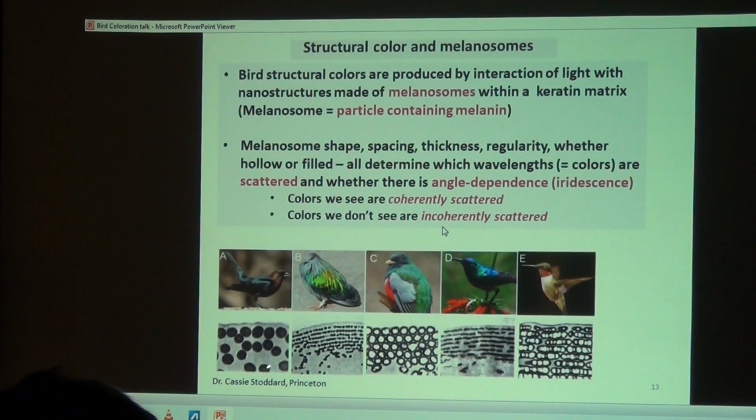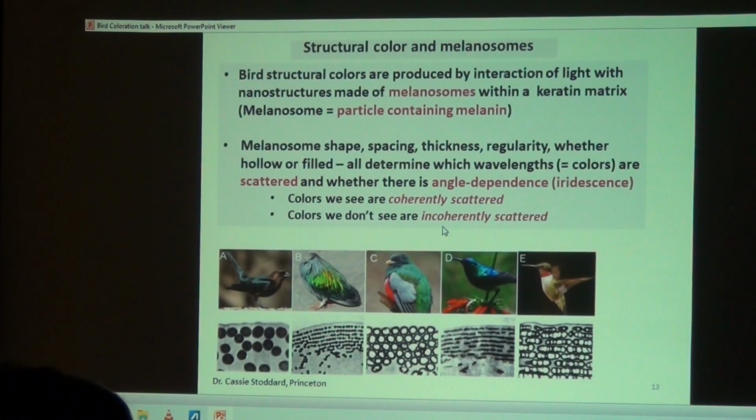And this is a paper from Dr. Stoddard, who's at Princeton. And she's showing here the type of the nanostructure composed of melanosomes that give rise to some of the colors in these birds shown right above these structures.